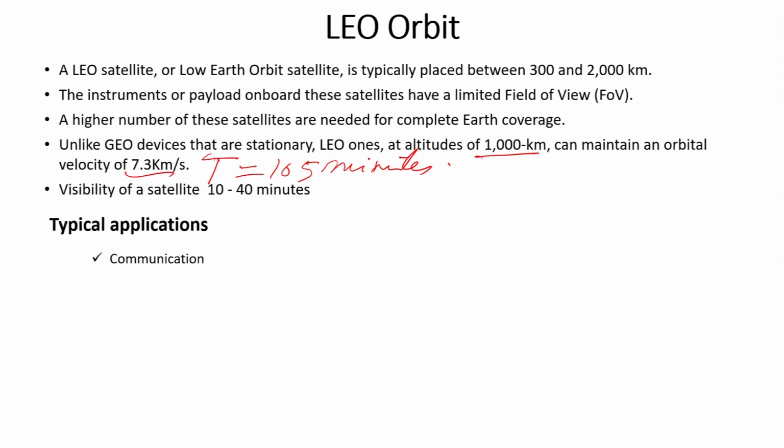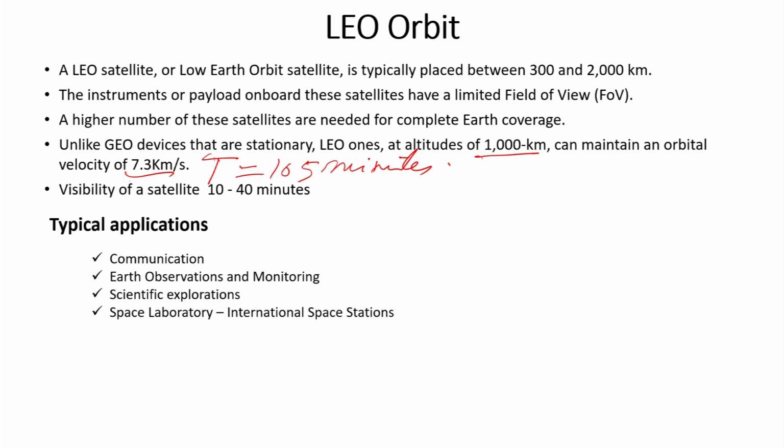Typical applications include communication, like Starlink, earth observation and monitoring, and various scientific explorations. Low Earth orbit is also used for space laboratories, like the International Space Station, or the Bharatiya Space Station that the Indian space agency ISRO is planning. These are generally placed in low Earth orbit.